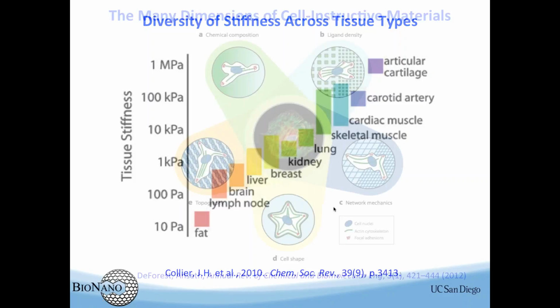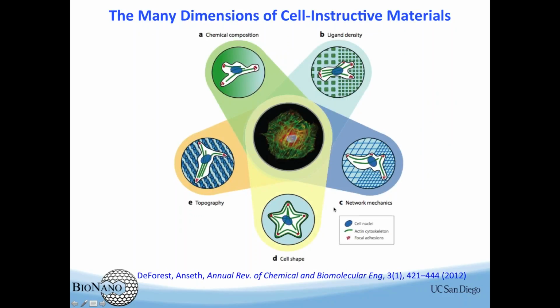The other important issue that we need to keep in mind is the dimension, because cells, in terms of size, are on the order of microns. But these cells interact with the environment at micro, even nanometer scales. So from the tissue replacement point of view, we have to look at all these different issues like chemical composition, ligand density, network mechanics, or shapes and topologies. Right? So all these will affect the cell behavior.